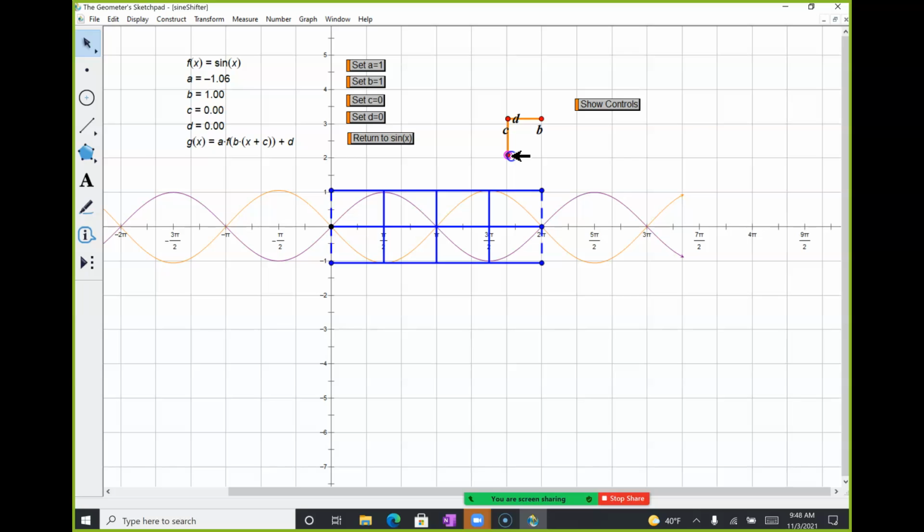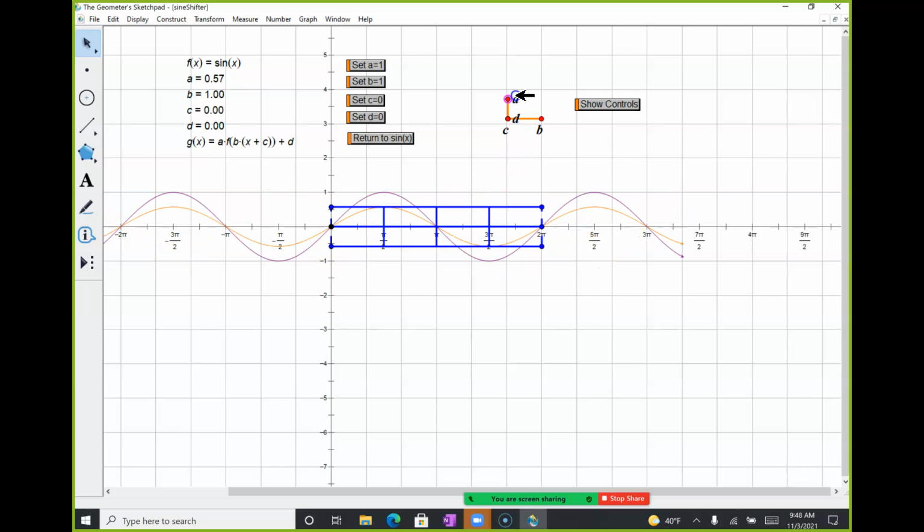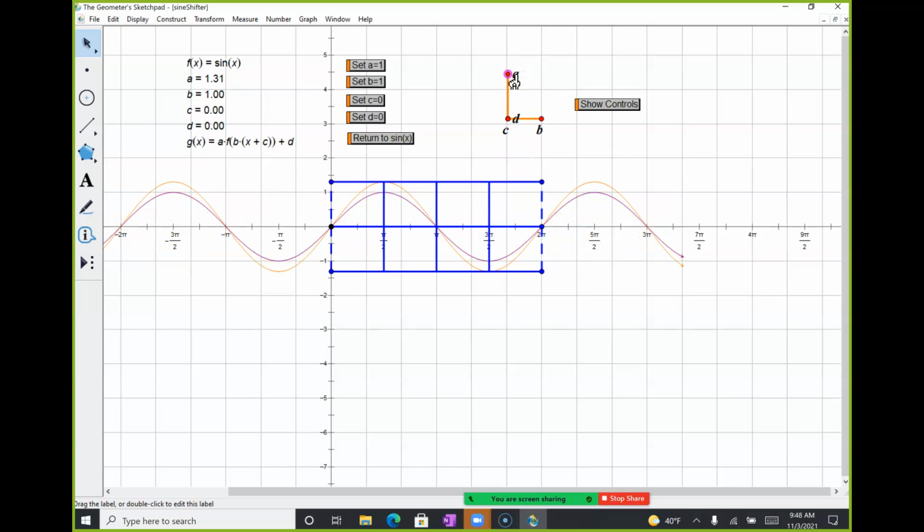I'm good. Okay. So as I change A, I'm changing the height of that box, right? Remember, the height of that rectangle is twice A, right? The radius up and the radius down.